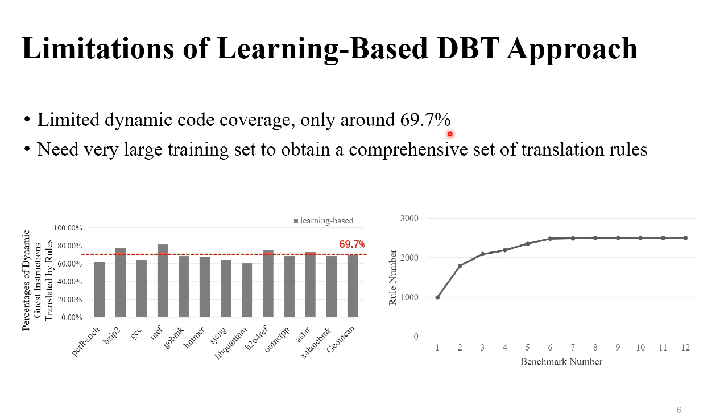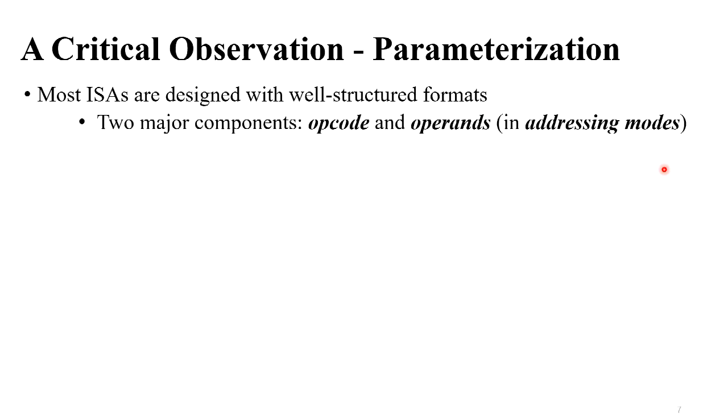Another issue is that the number of rules that can be harvested saturates very quickly. Using SPEC 2006 as an example again, very few new rules can be generated after around 6 programs, which means we need a very large and diverse source code base as a training set to generate a comprehensive set of translation rules in order to improve coverage.